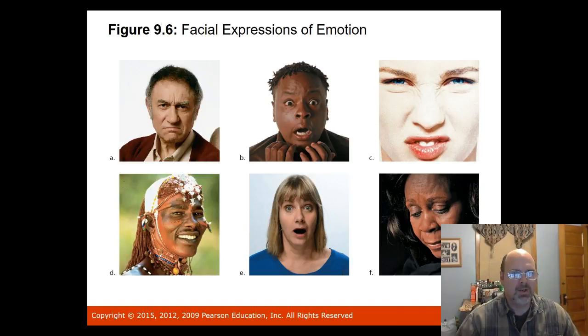Sadness, hope you put F. Surprise, that's E. Fear, it's kind of similar, but it's B. Disgust, C. Happiness, D. Anger, A. I hope you were able to successfully label all those facial expressions.